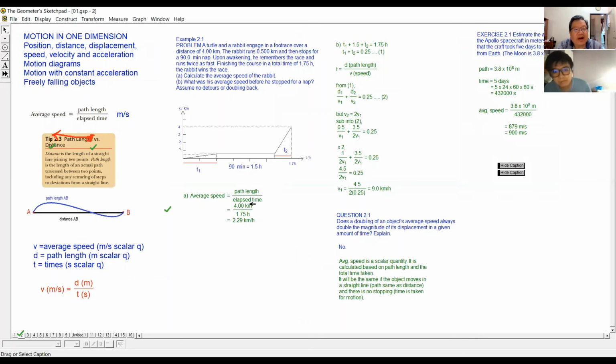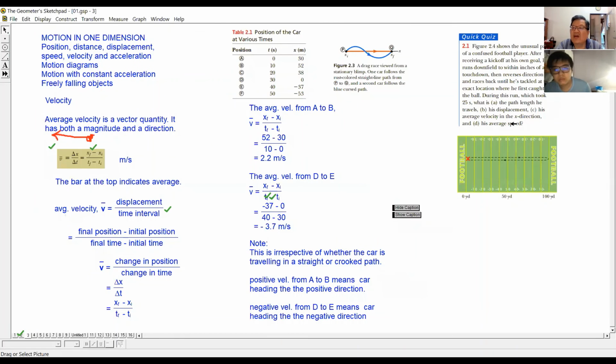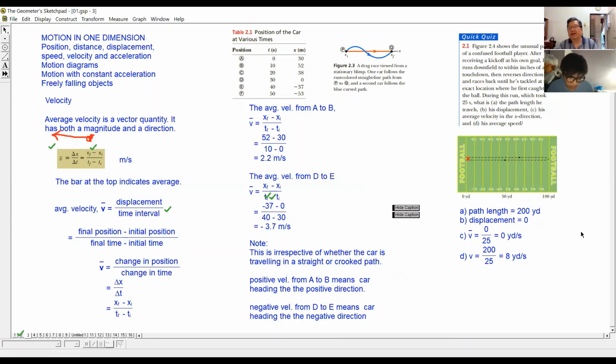Now if you want to look at the average speed, it is defined as this. Can you see this formula here? Path length versus elapsed time. So can you tell me what is the average speed? Average speed is 200 yards, right? Then divided by elapsed time, which is 25 seconds. Correct. So this is what you're going to get.